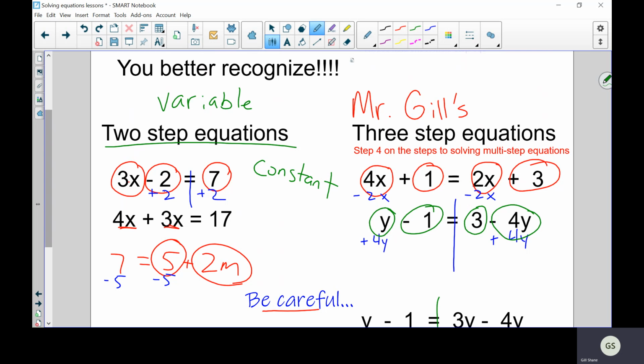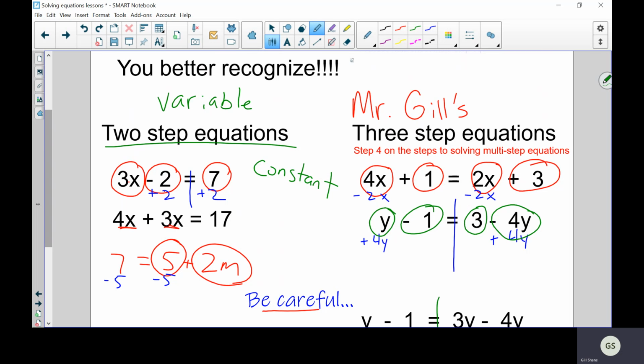On the other side is just a constant? Constant, this word right here, constant, meaning just a number. There's no variable term, no variable on that other side. Which is why I followed up with, if you see variables on both sides, you can't be at a two-step equation. It's not possible.